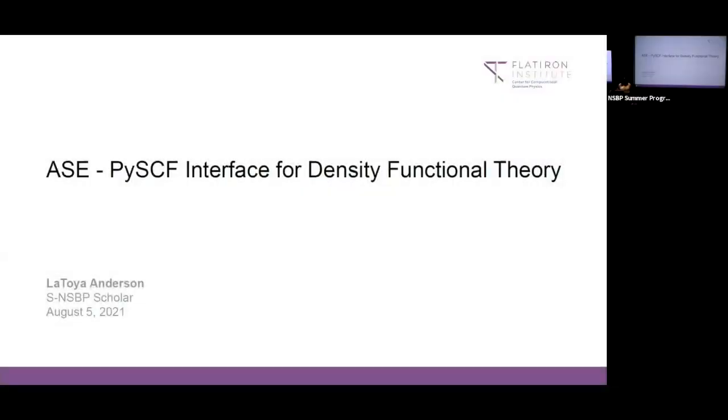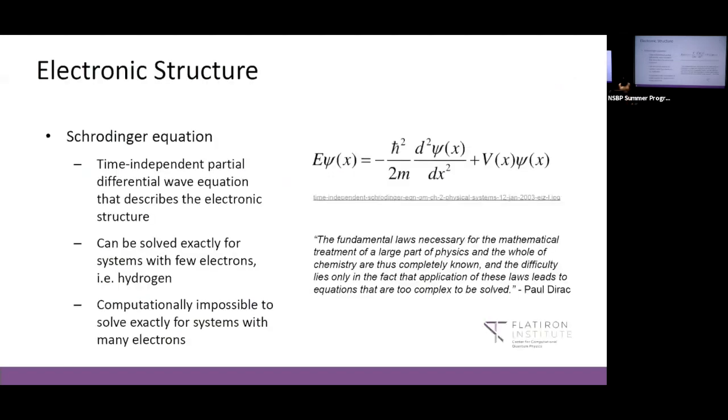So today I am going to share about the ASE PySCF interface for density functional theory. Don't worry, I will actually talk about what all of that means during the presentation. It's a lot of acronyms. So what we're looking at here is the Schrodinger equation. That's what we have to start with first.